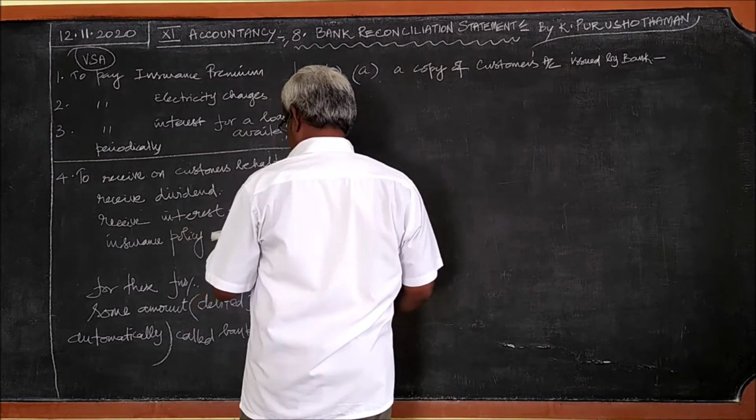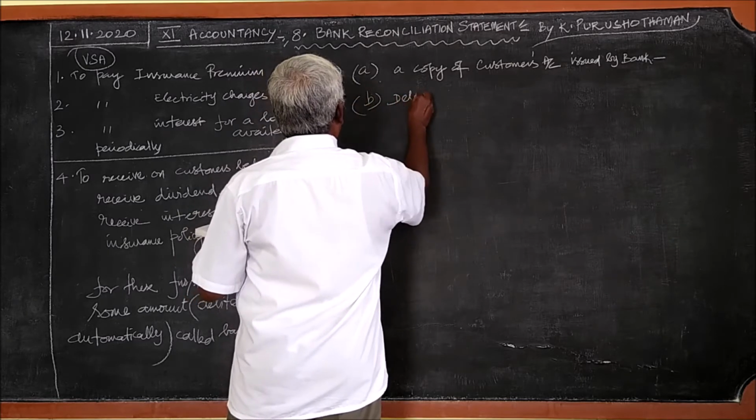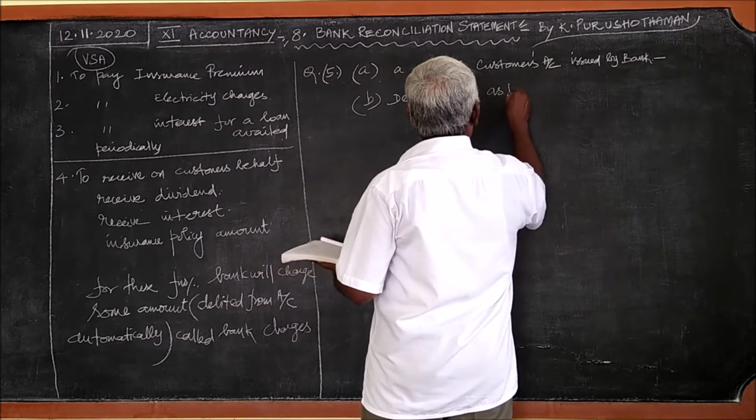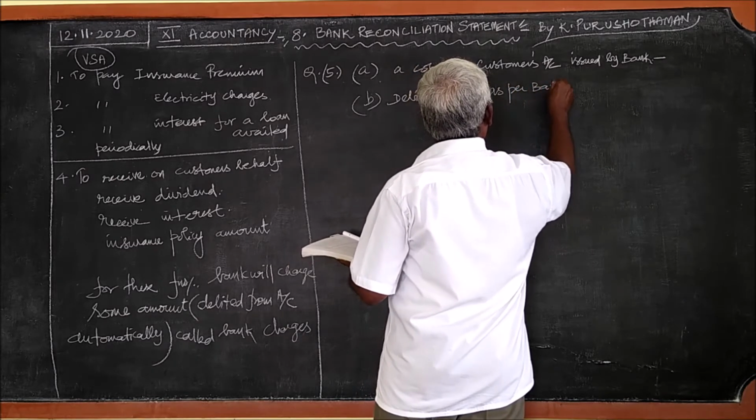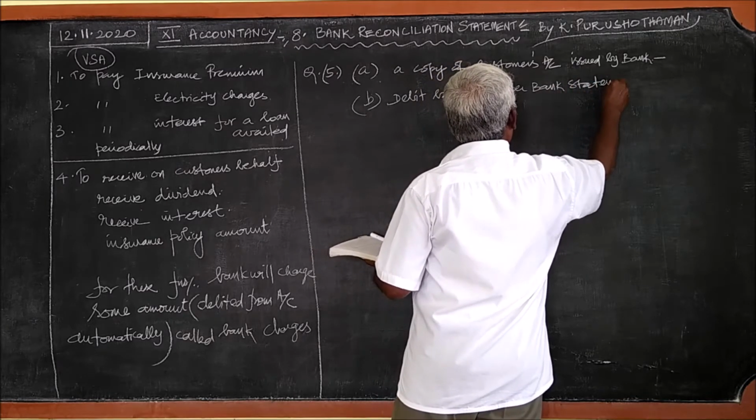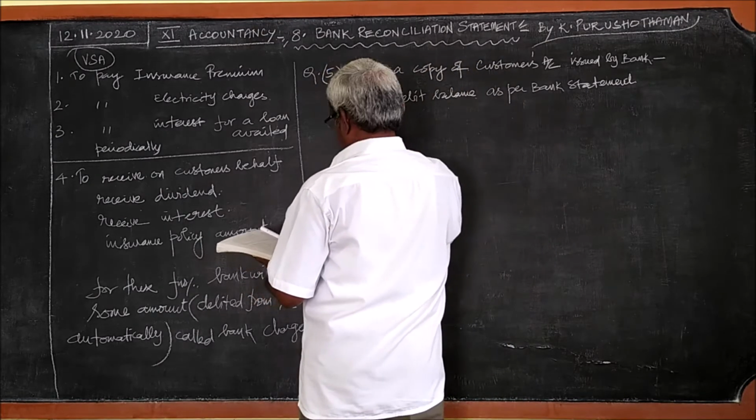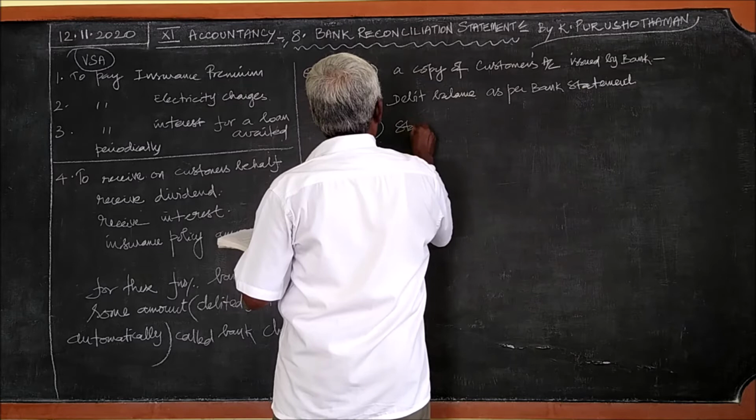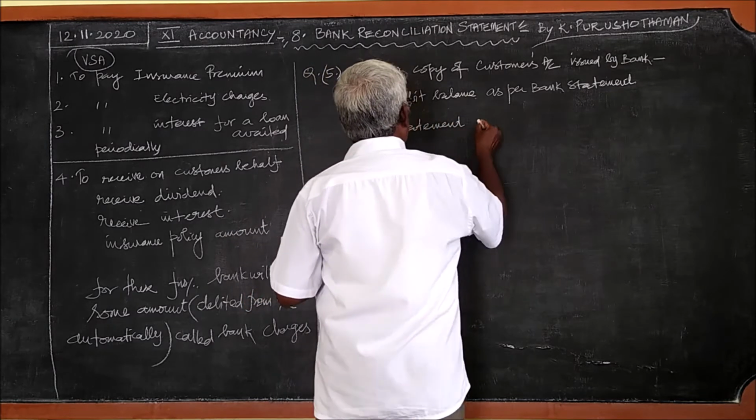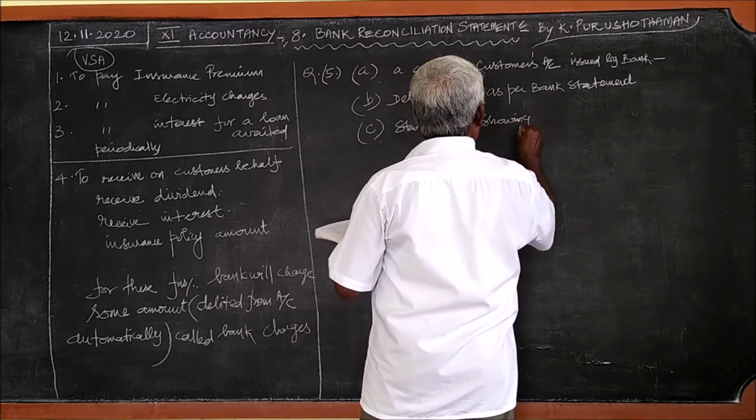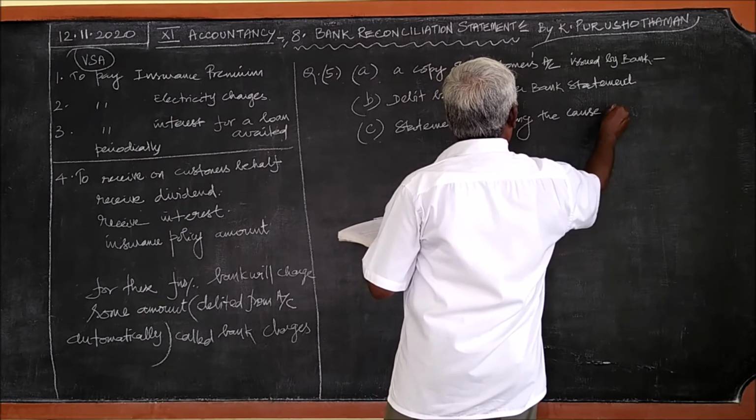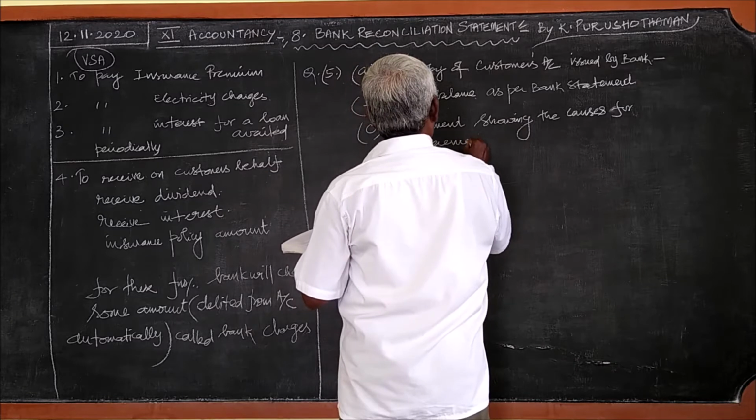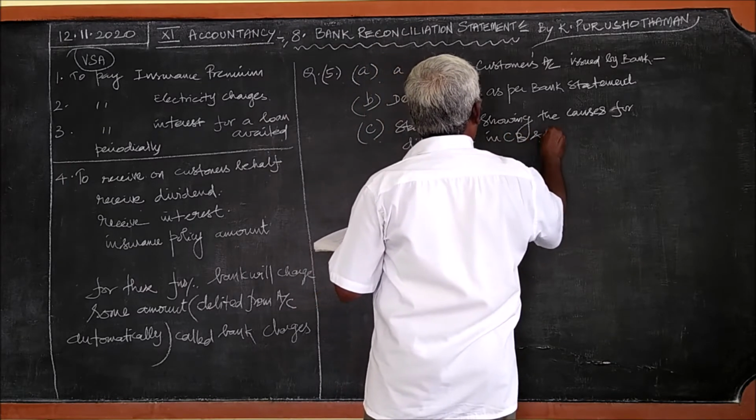Then second question: debit balance as per bank statement. And C, statement showing the causes for difference in cash book and the passbook.